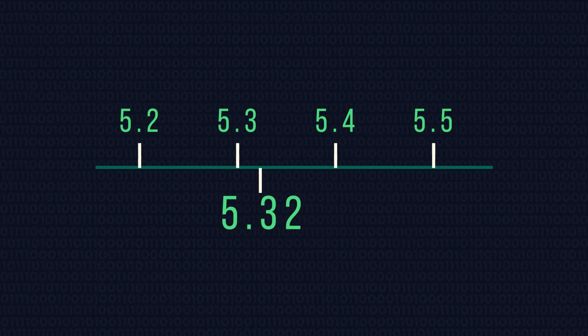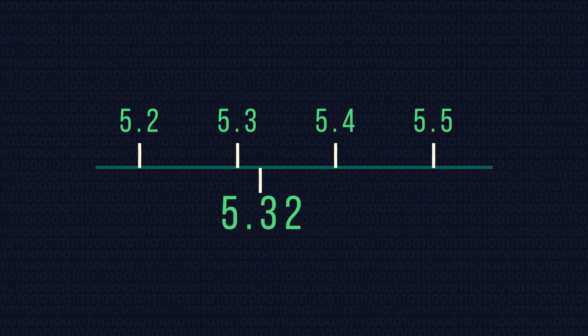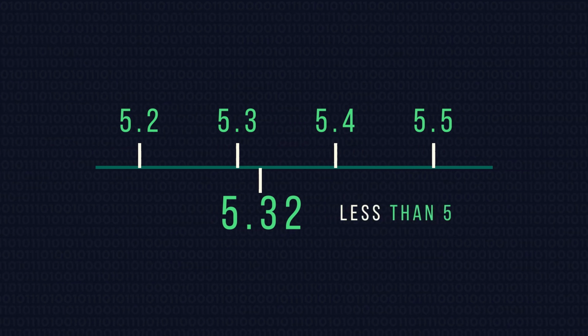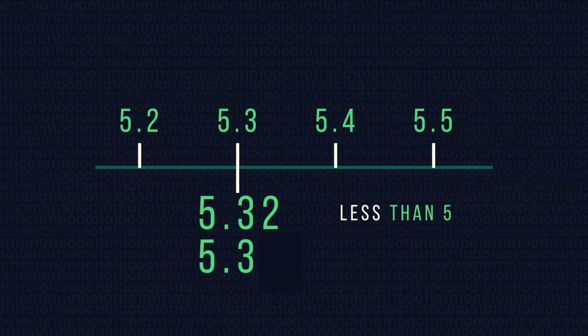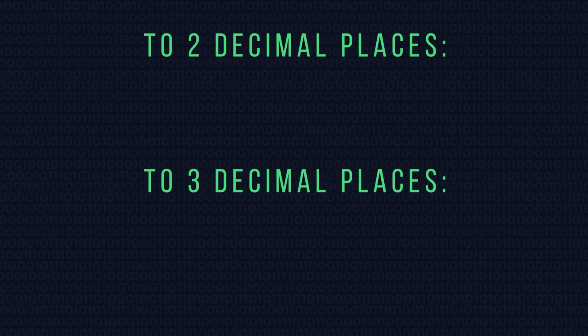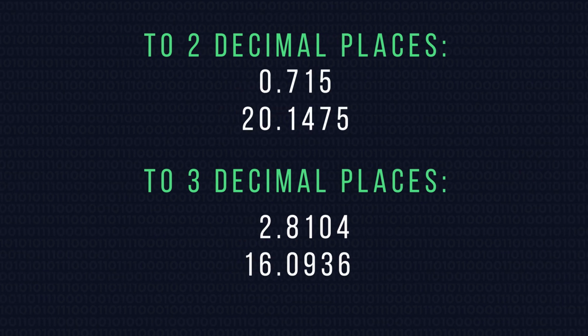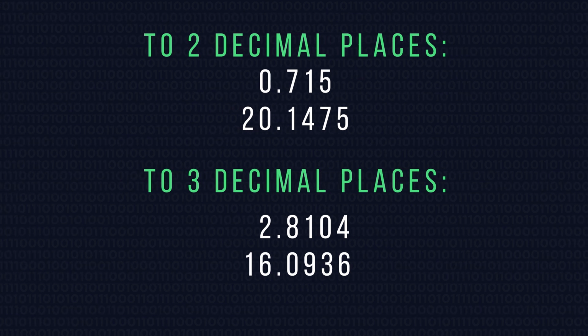Applying the method we have learnt, the digit 2 is immediately to the right of the rounding line. 2 is less than 5, therefore it will go to the lower value, 5.3, with the 0 not required on the end. For 2 or 3 decimal places, apply the same method, just with the rounding line after the number of decimal places you need.